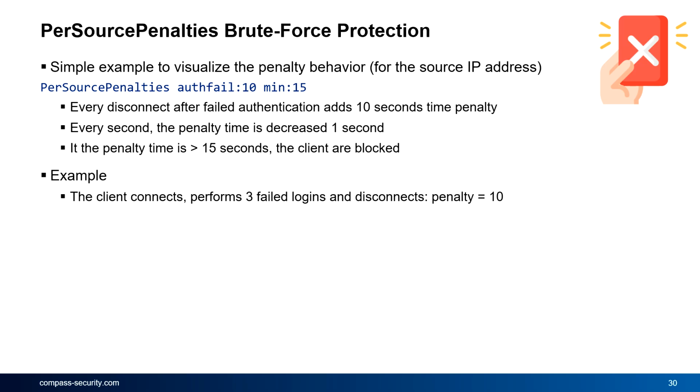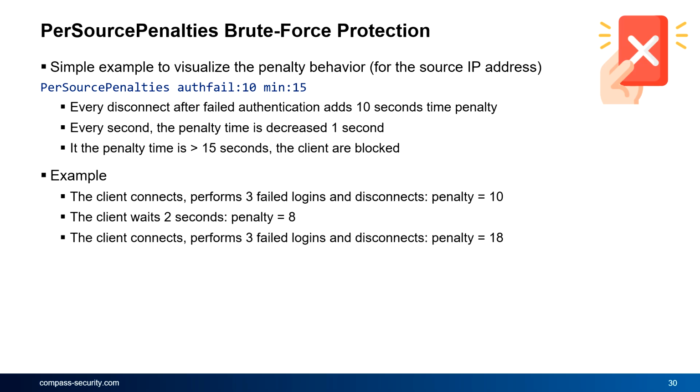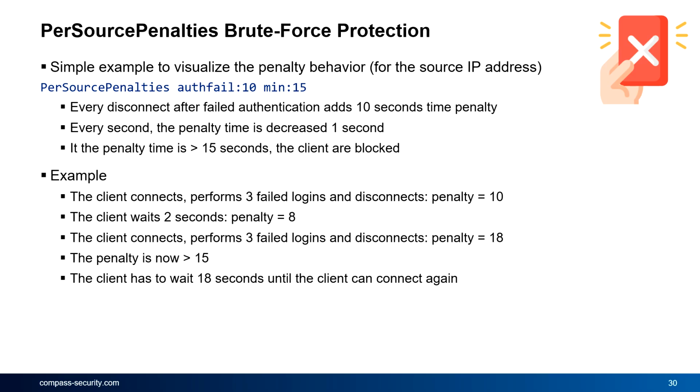So for example, if a client performs, say, 3 failed logins and then disconnects from this unauthenticated session, the penalty is set to 10. Then the client waits 2 seconds, the penalty is then 8. And then if the client connects again, performs 3 failed logins again and disconnects, this will add an additional 10 seconds and the penalty is then 18 seconds. This means the penalty is then enforced because it's bigger than 15. Now the client has to wait for 18 seconds until it can connect again.